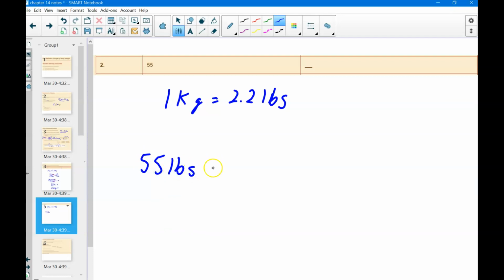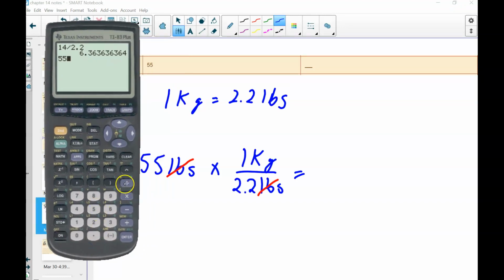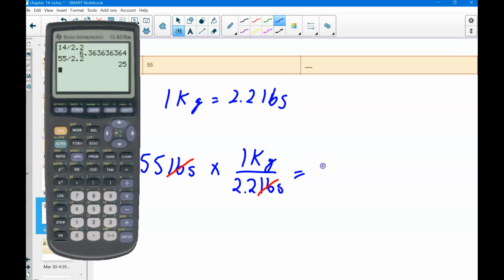Using dimensional analysis, we want pounds to cancel. So set up our ratio here, 1 kilogram on top and 2.2 pounds on the bottom. You see that pounds will cancel. And I'm basically looking at 55 divided by 2.2. So on my calculator, 55 divided by 2.2 equals 25 kilograms. Ta-da! And we're done.